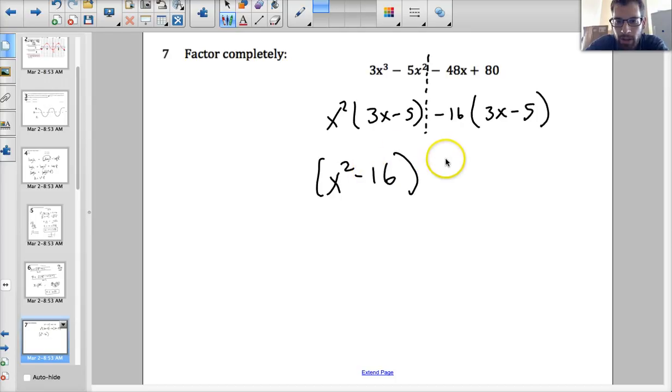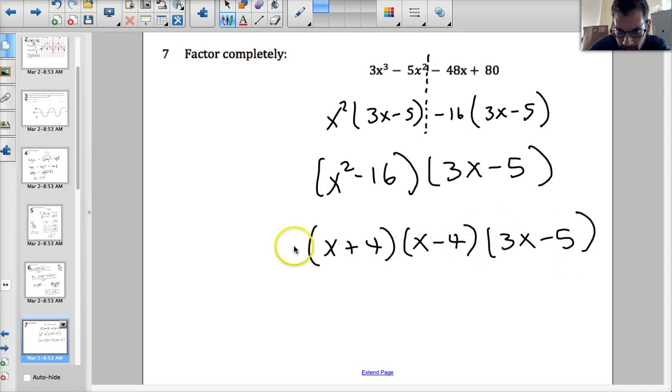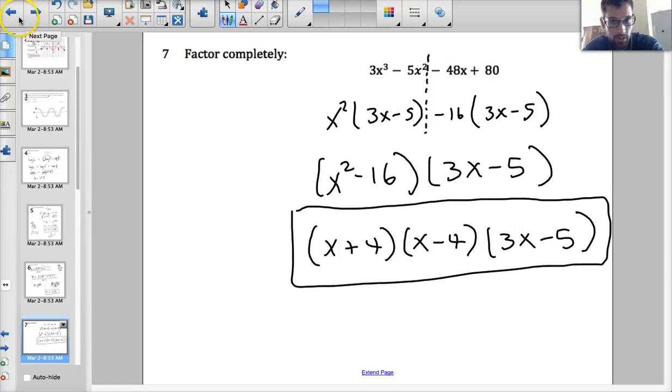I'm having a little red flag in my head because I know that's a perfect square minus a perfect square. So then I can factor this right here, this x squared minus 16, into x plus 4 and x minus 4. And then I can factor 3x minus 5 no further, so I'm just bringing it down. And there is my fully factored answer. It doesn't say to solve it, so I'm not using the zero product rule or anything.